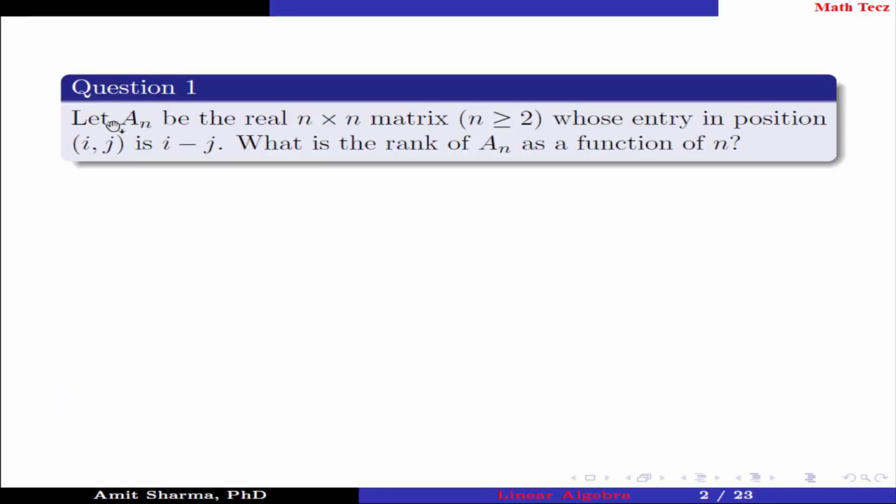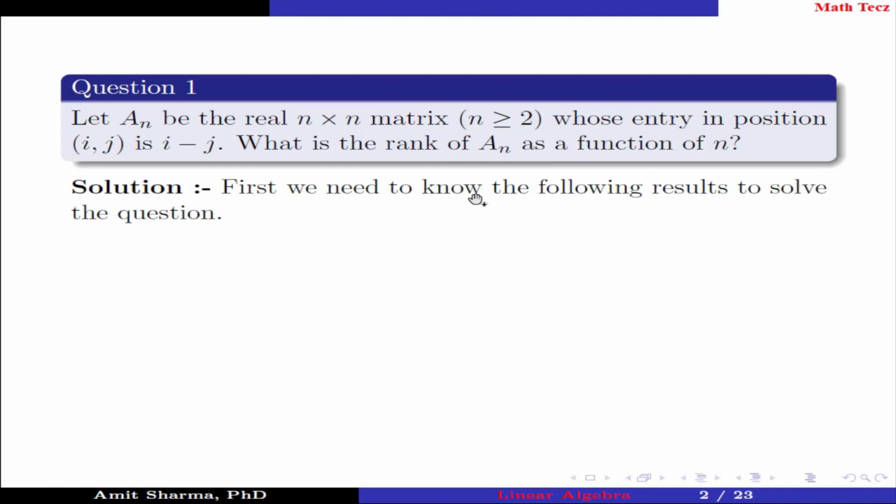Question number 1. Let An be the real n cross n matrix where n is greater than or equal to 2, whose entry in position i, j is i minus j. What is the rank of An as a function of n?